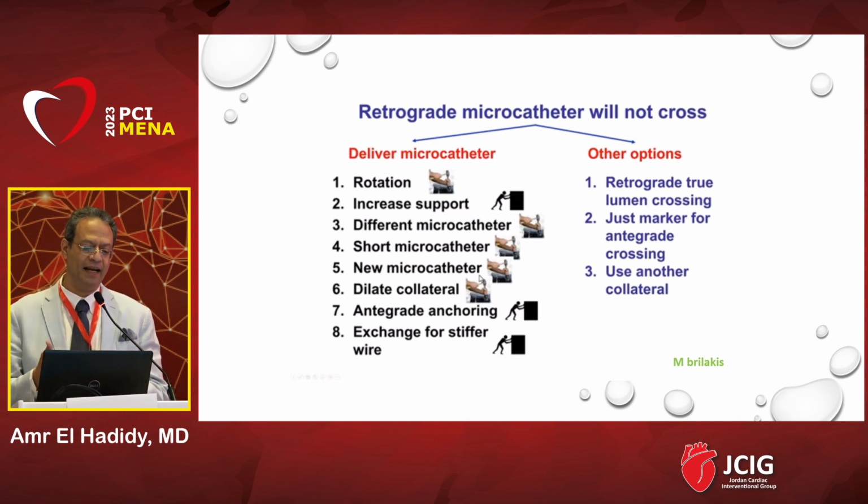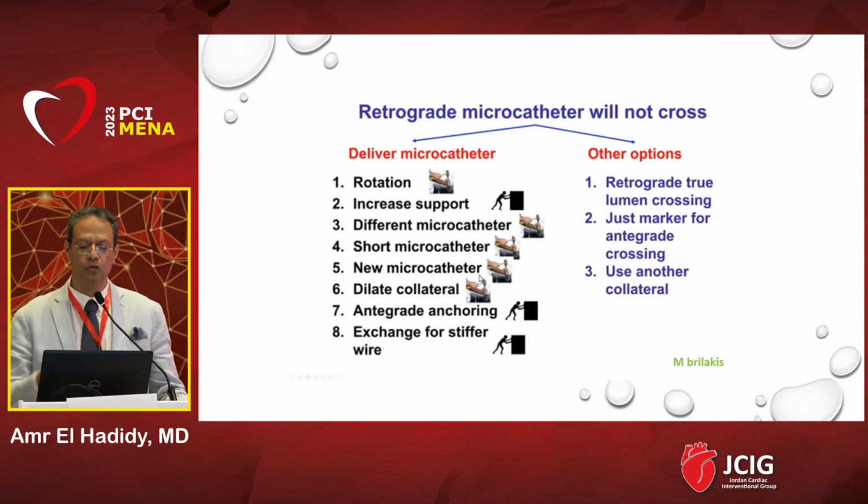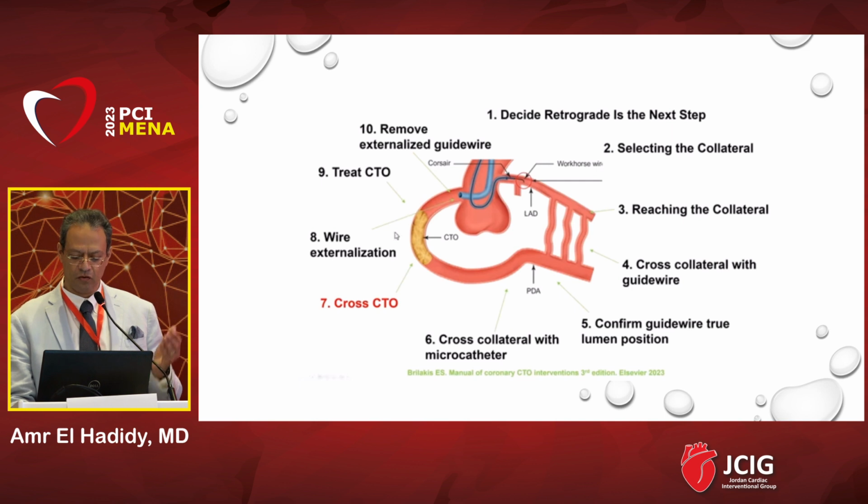Sometimes you need to rotate, sometimes you need to increase the support, the backup of the guiding, the retrograde guide. You can use a shorter microcatheter. You can change the microcatheter to a different profile, and you can also use antegrade anchoring, or sometimes you can use this wire as a marker for antegrade. So this is how to cross when the microcatheter has difficult crossing.